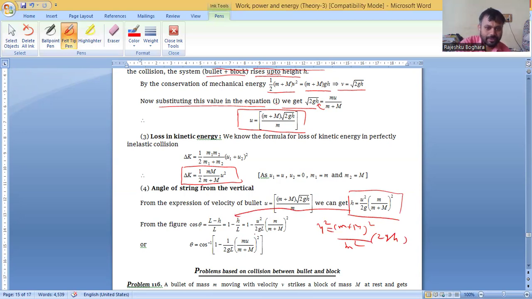Then 1 minus u square by 2gL times m upon (m plus M) all square. Now theta equals cos inverse of 1 minus u square by gL, and inside we take u square, so m square u square upon (m plus M) square. So here we find theta.